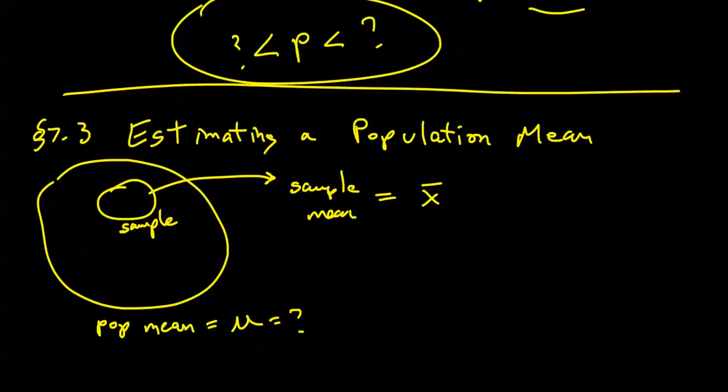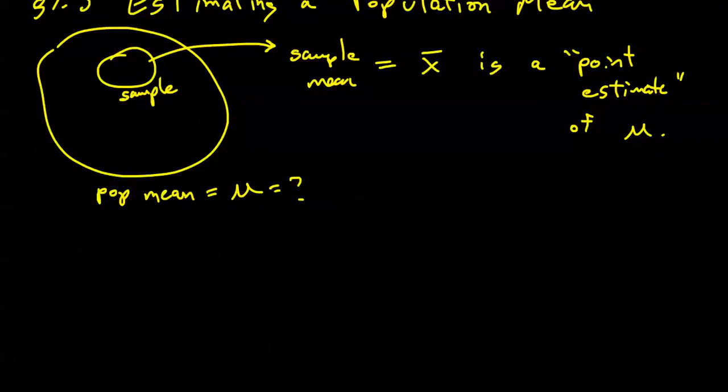Now, perhaps x bar, our sample mean, is a good approximation for the population mean. Maybe it's not. In any case, x bar, our sample mean, is what we call a point estimate of mu, our population mean. And like we said, maybe it's a good estimate. Hopefully, if our sample is representative of the population, it's a good estimate. Again, we never know for sure. Well, the idea here is maybe there's a better way.